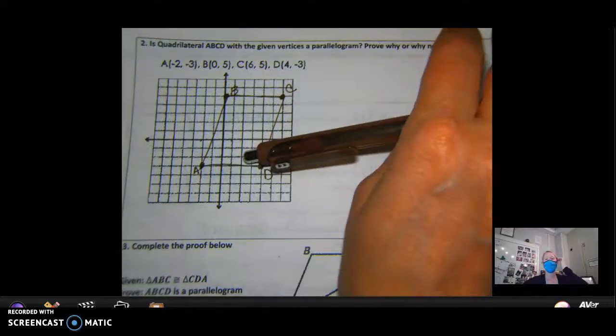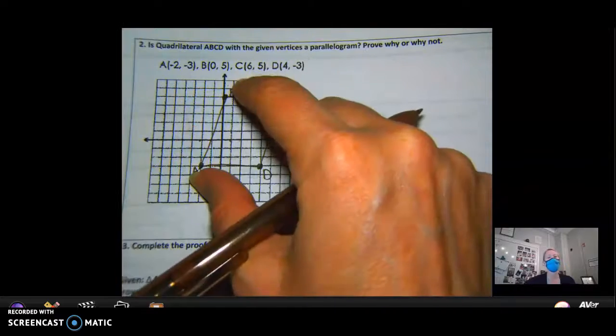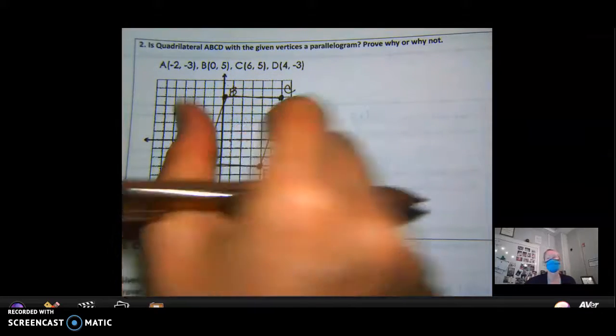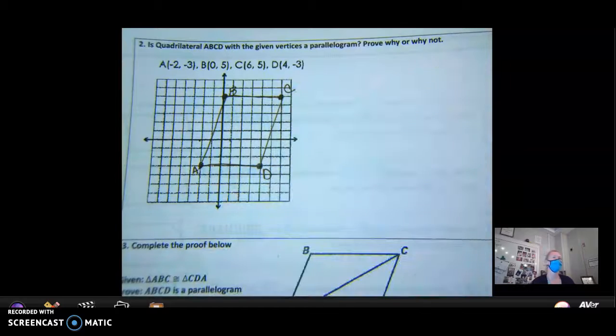So knowing which ones I can use and which ones I can't use, which one do you guys want to use? Do you want to prove opposite sides are parallel? Do you want to prove opposite sides are congruent? Do you want to prove one opposite side is parallel and congruent? Which one would be the easiest on this?